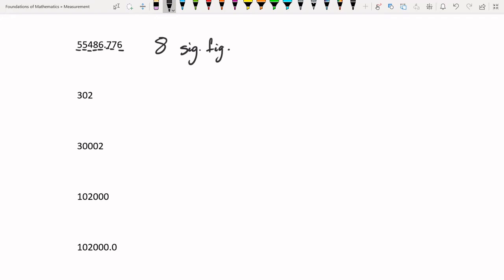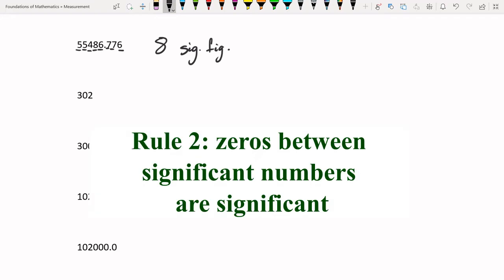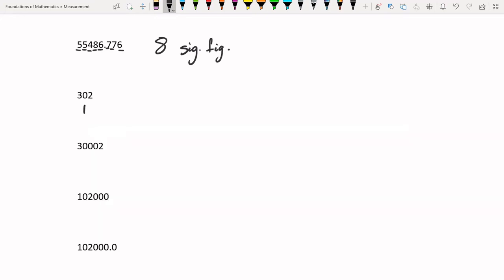The next rule is that any zero is significant if it is between 2 non-zero numbers. This 0 here is between 2 non-zero numbers, therefore it is also significant, meaning there's 3 significant figures in 302. In 30,002, there are 1, 2, 3, 4, 5 significant figures. All of the zeros are significant because they are in between 2 non-zero numbers. The 3 and the 2 still count.